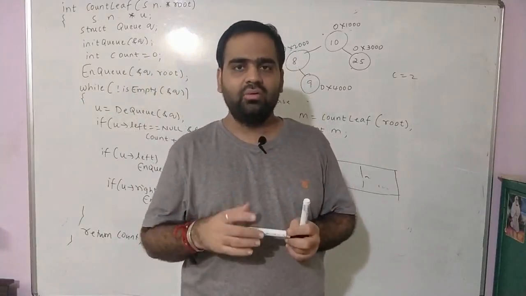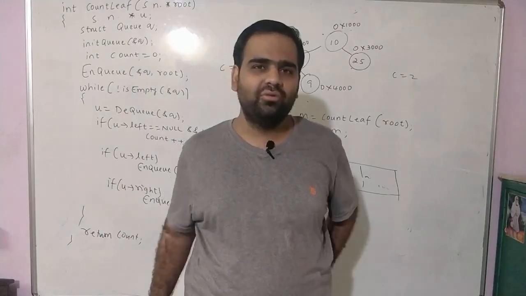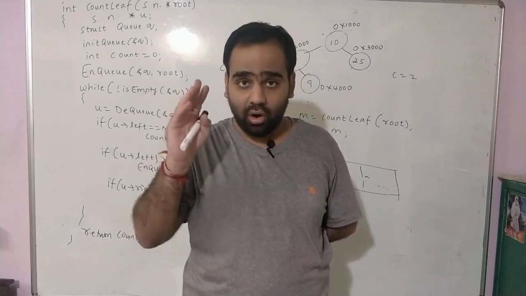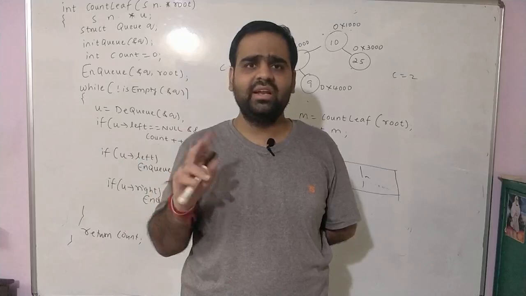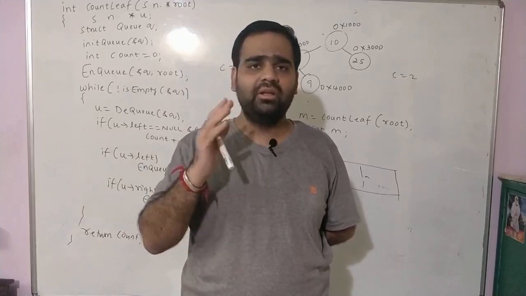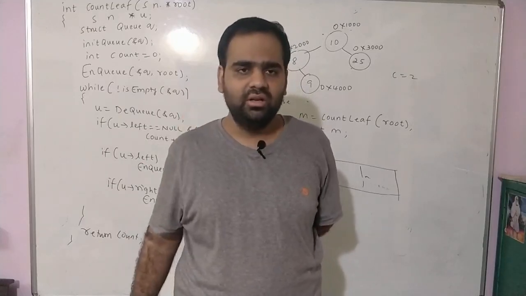Is that okay? Now let us see how we count the number of half nodes. Now what is a half node? A half node is one which has a left child but not the right child, or which has the right child but not the left child. A node which has only one child is called a half node. That might be either a right child or a left child. Let's see how we do it.